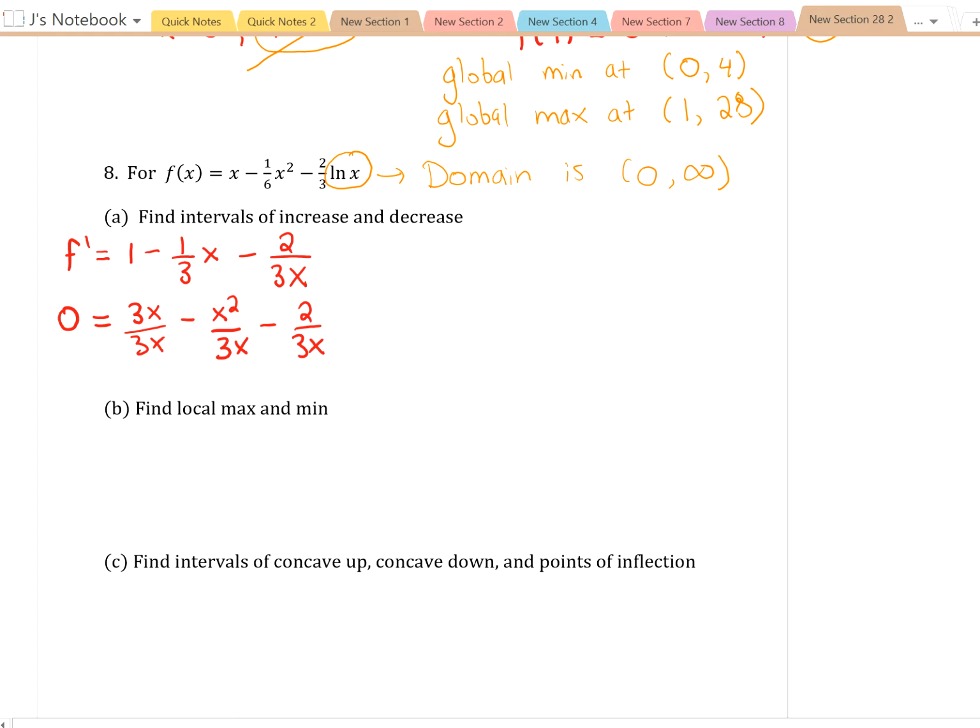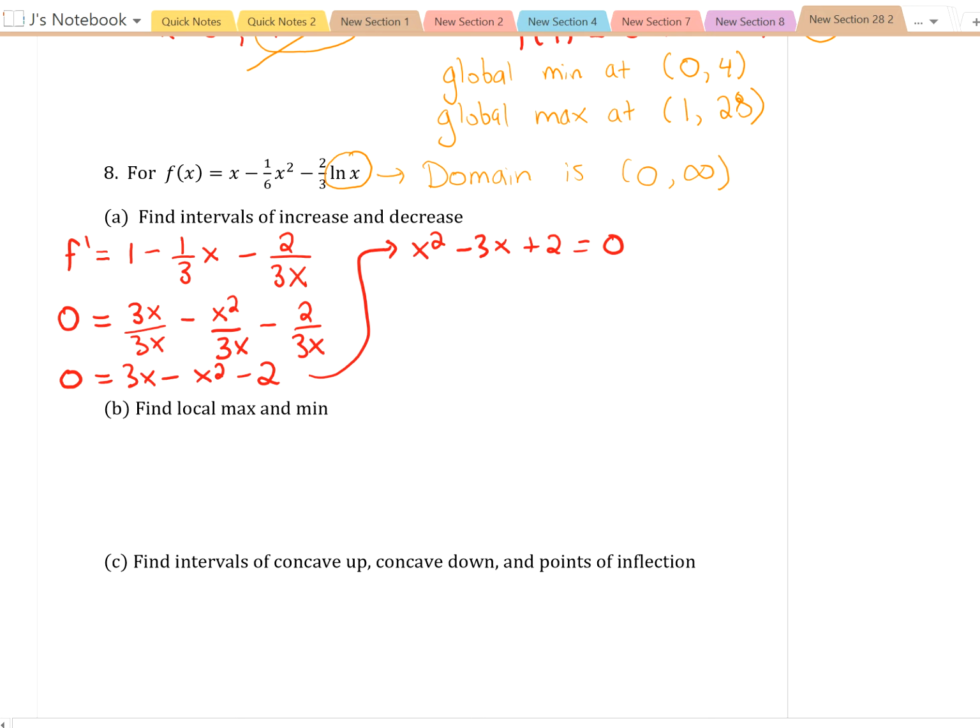Now we can multiply both sides by 3x. 0 times 3x is 0, and everything on the left is happy, without the 3x on the bottom now. Okay, this is a quadratic. I'm going to rewrite it. I'm just going to move everything over to the left-hand side to make the x squared term positive. So x squared minus 3x plus 2 equals 0.